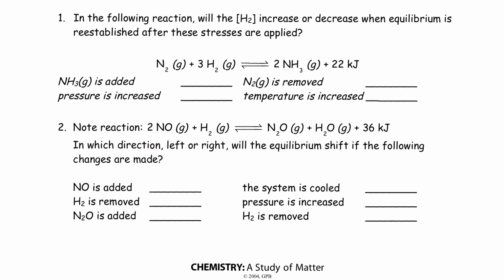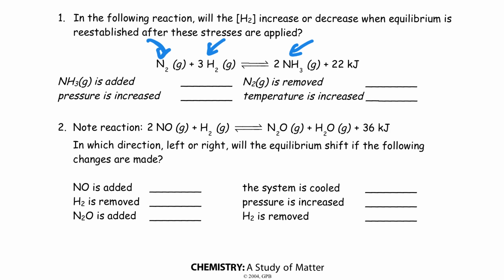So let's consider this and looking at what's going to happen in this particular equation. You have nitrogen gas and hydrogen gas reacting to make ammonia. This is called the Haber process, and this is a very important process in real life. So if you have nitrogen and hydrogen making ammonia, let's look at our first situation here.